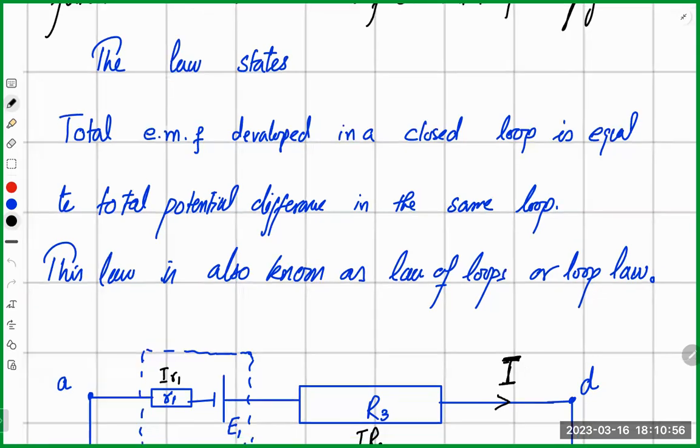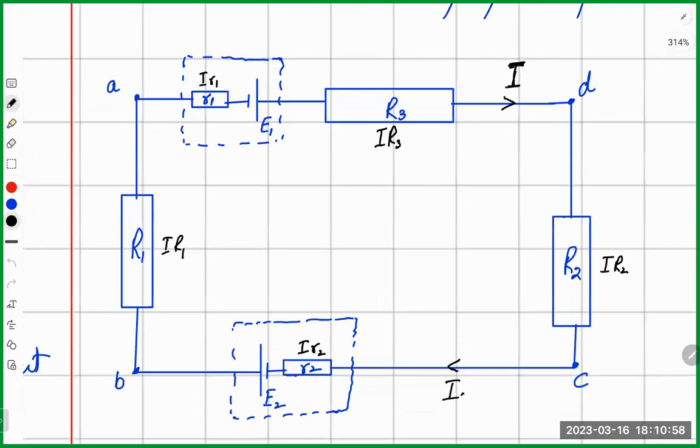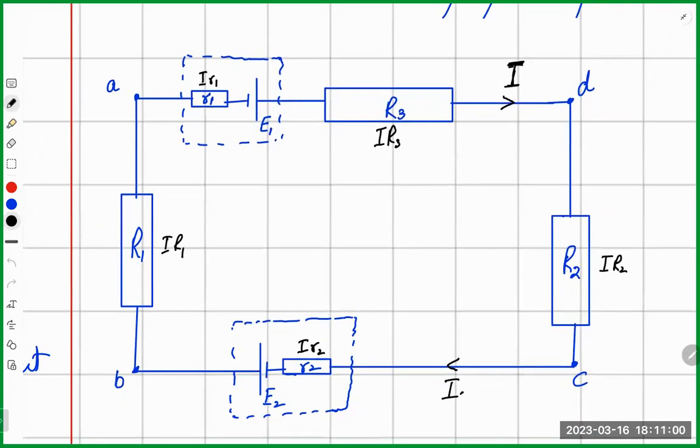Now, here we have a closed loop. A loop starts from a certain point and ends at the same point. For example, if this is a loop, we can say it is A, B, C, D, A, or we can say it is D, C, B, A, D. You start from a point, and if you can come back to the same point following any route, that means we are talking about a closed loop. So A, B, C, D, A.